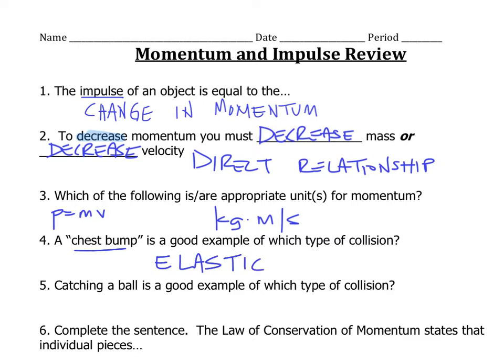Catching a ball is a good example of which type of collision. So catching a ball is two objects colliding and staying together or sticking together. Throwing a dart at a dartboard is a good example of this type of collision. This is an inelastic collision. Two objects collide and stick or stay together. That's inelastic.